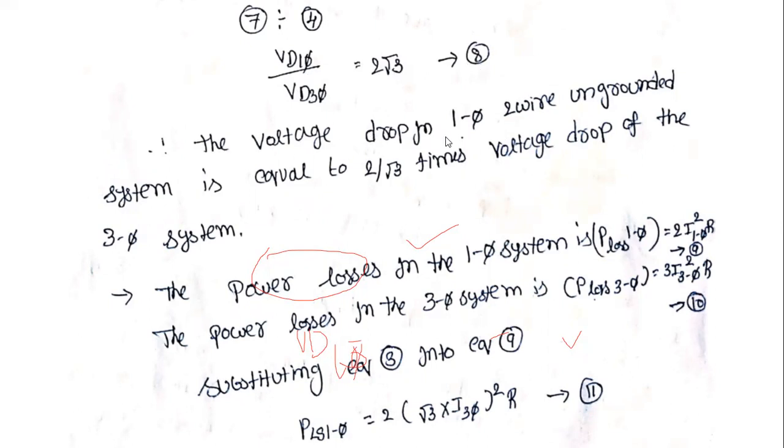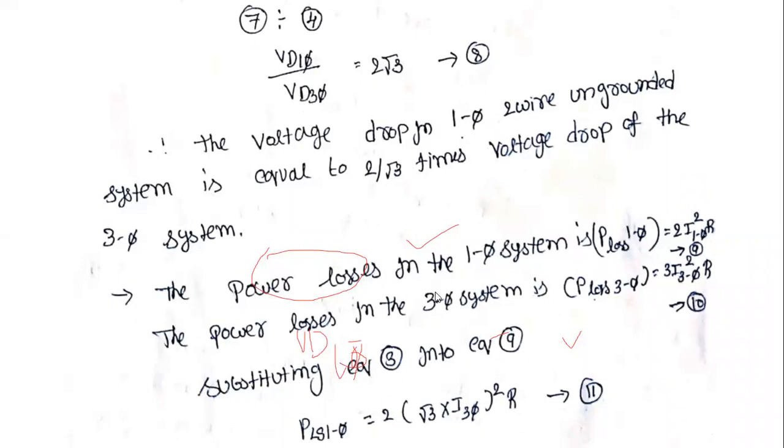Therefore, the voltage drop in a single phase two-wire underground system is equal to 2√3 times the voltage drop in the three-phase system. What we observe is that the voltage drop in the single phase system, VD single phase, is 2√3 times the VD three phase.